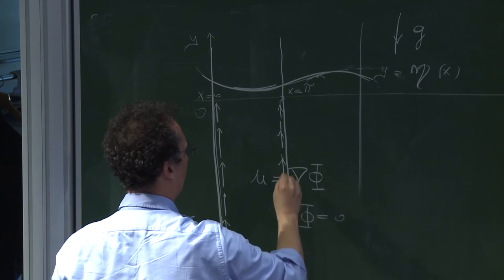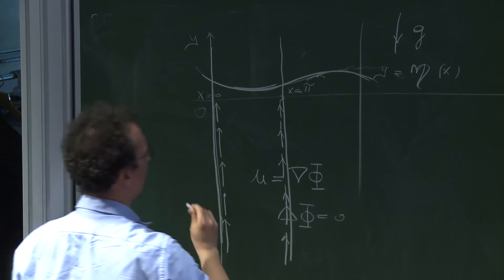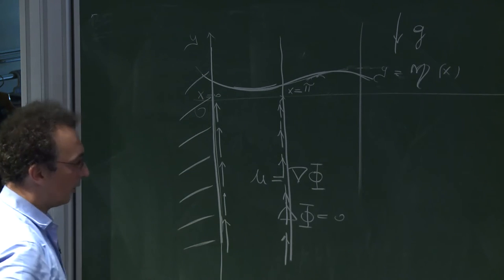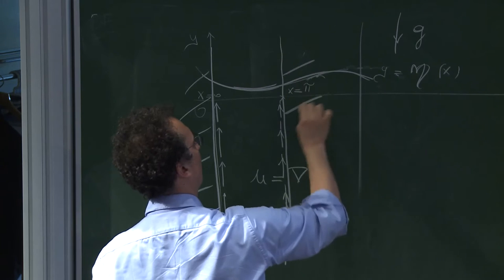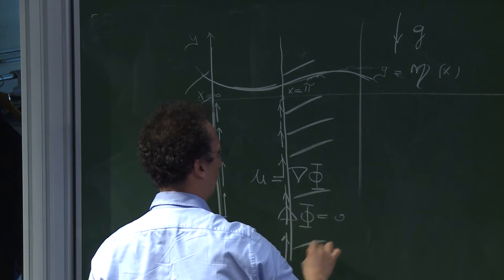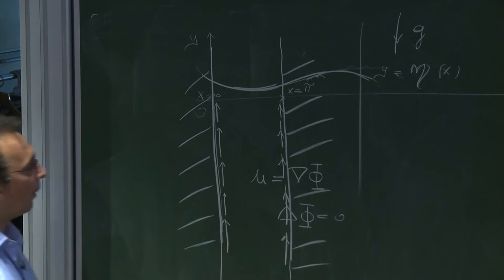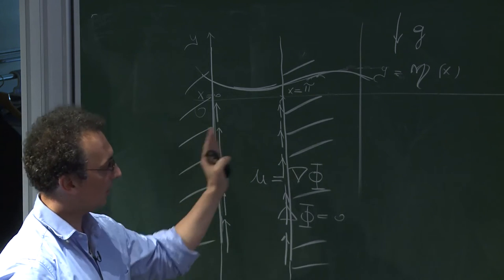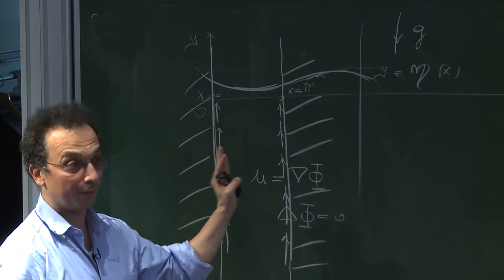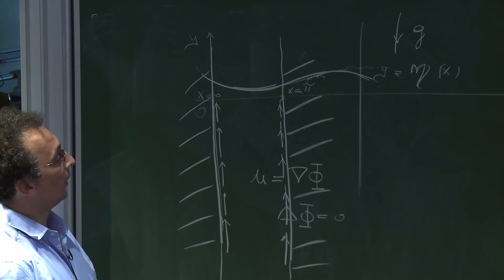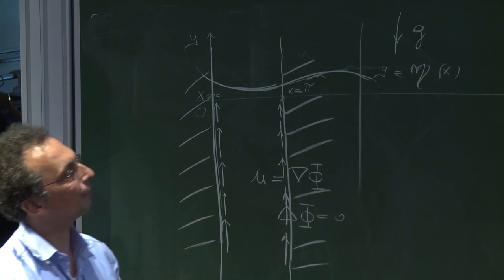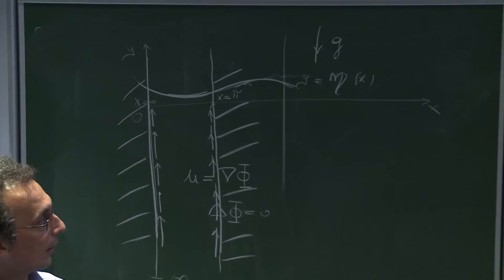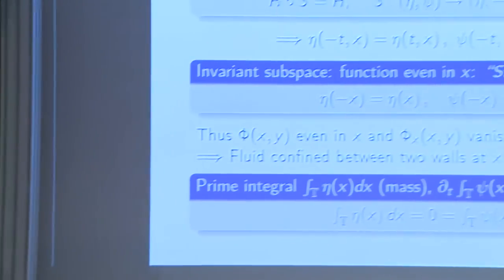And then, for the problem that we are studying, physically it means that really there is no flux of fluid at the walls x equal 0 and x equal pi. And so we are studying the standing waves, so the evolution of a fluid confined between two walls. Then, as we said yesterday, the mass is a prime integral.